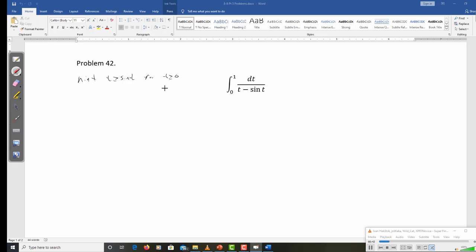So with that in mind, we could use a direct comparison and say, well, if t is bigger than sine t, then we can say this is less than or equal to, let's see, 1 over t plus t. That is certainly true. No, it'd be greater than. Greater than. Because I made the denominator larger, the whole fraction would be smaller. Yeah, that's right.